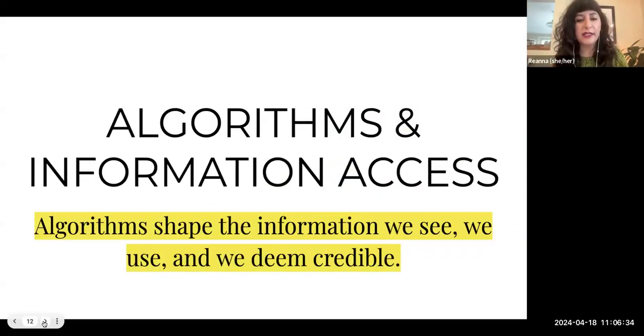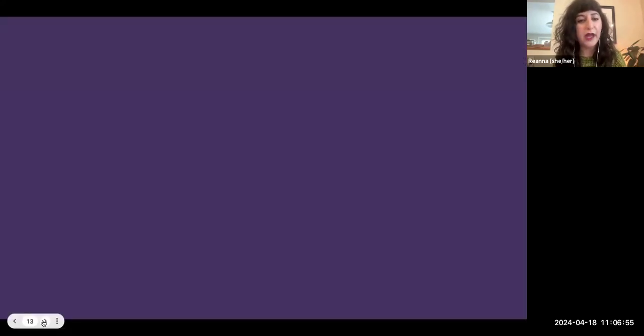So kind of getting into what this all means, algorithms, and as Ashley and I are both librarians, we're particularly interested in information access. And so algorithms ultimately shape the information we see, the information we use, and the information we deem credible. But in thinking about algorithms, we wanted to give a few examples of bias and how it's working within algorithmic systems.